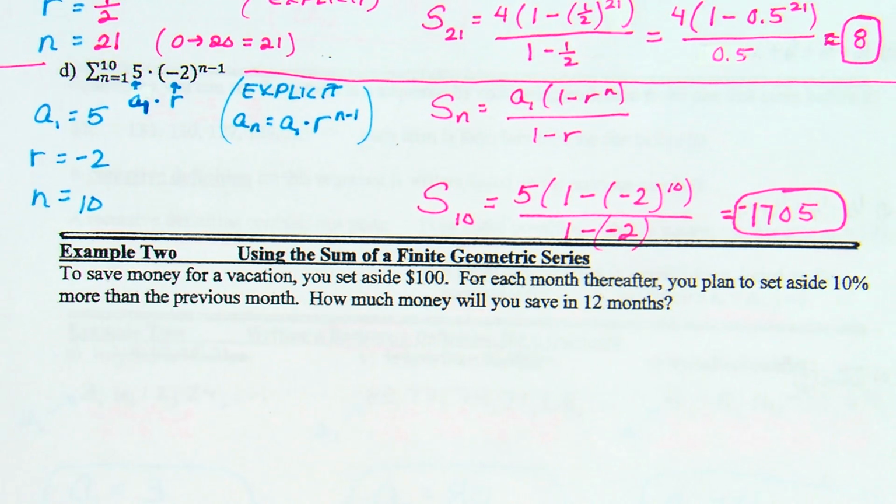Okay, have you read the word problem? Number 1 rule, start by reading the word problem. To save money for a vacation, you set aside $100. For each month thereafter, you plan to set aside 10% more than the previous month. How much money will you save in 12 months?